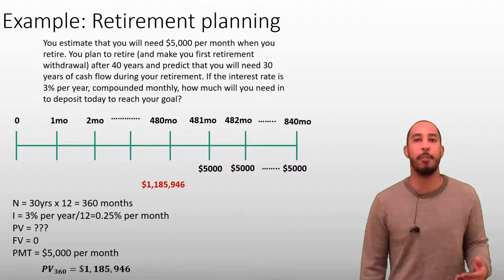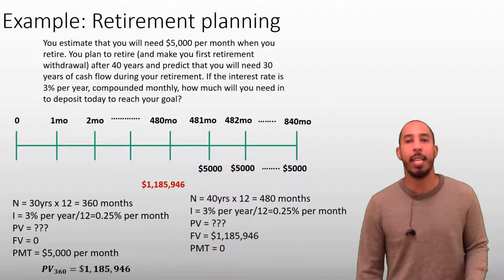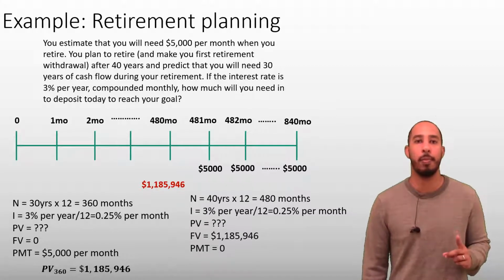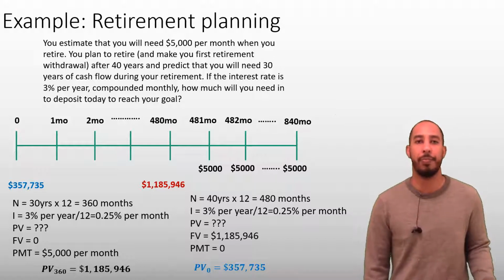Now this is just a basic future value problem. We'll let the $1,185,000 we just found be the future value and discount it back 480 months. Payment will be 0 here since we're just focusing on this one single value. Solving for present value, I get $357,000. I would need to deposit that much into the account today in order to be set up to get the $5,000 a month in retirement like I planned.